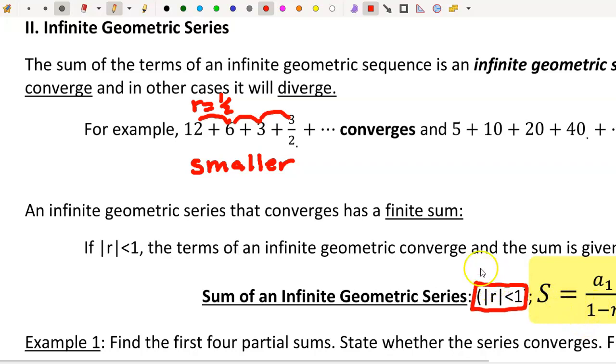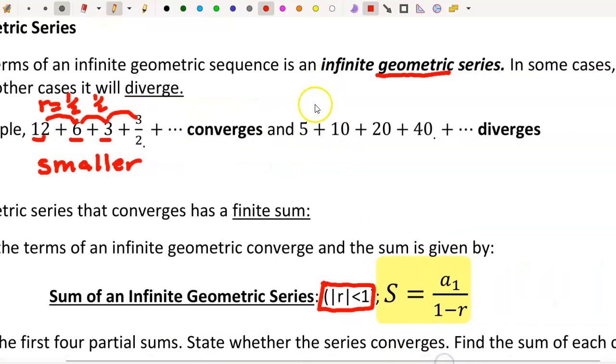You have to ask yourself, number one, is it geometric? It has to be geometric. So like on your quiz, you had to check, are all of these R values the same? From 12 to 6, it's 1/2. From 6 to 3, it's also 1/2. So you had to verify the R's are consistent for it to be geometric. Then you had to see if the R was actually less than 1, which means the numbers are getting smaller. If those two criteria are met, then it converges, and then you can use the formula. Otherwise, throw it out. No good.